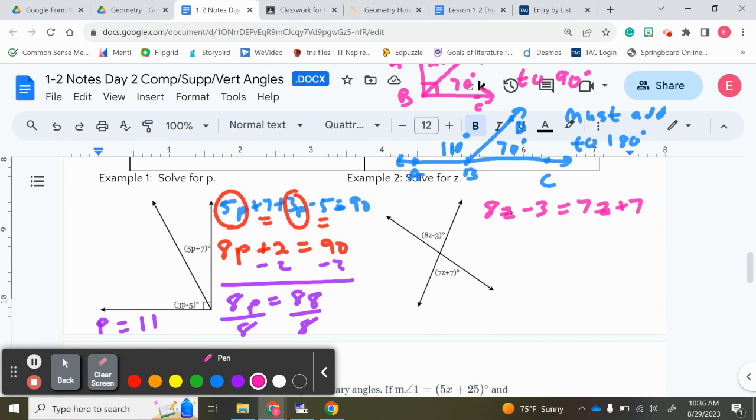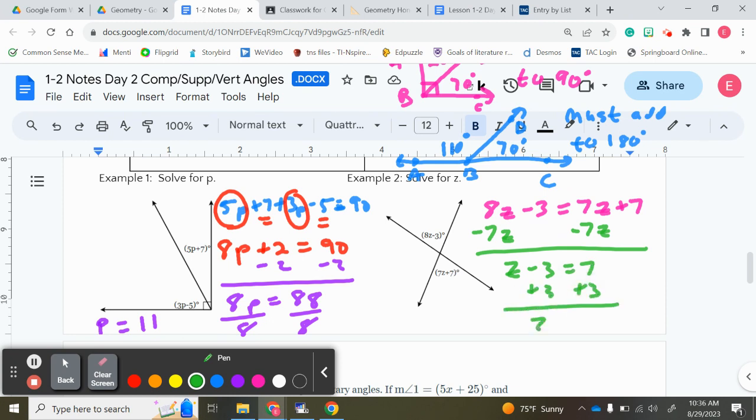Now, again, you can kind of take whichever approach you want. I'm going to subtract the 7z from both sides because I just like my variables to be positive. So this leaves me with z minus 3 equals 7. I'm going to add 3 to both sides, leaving me with z equals 10. Again, they were not asking for the individual angles, so we're good. We're done.